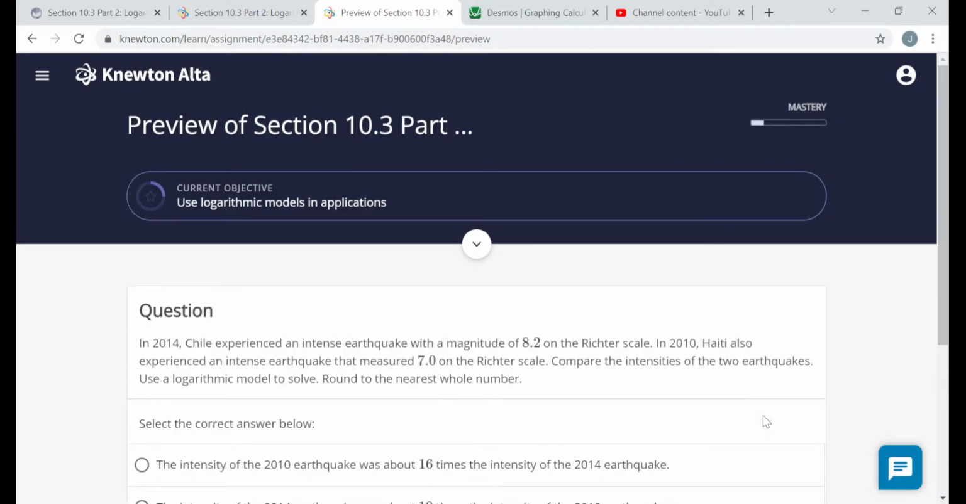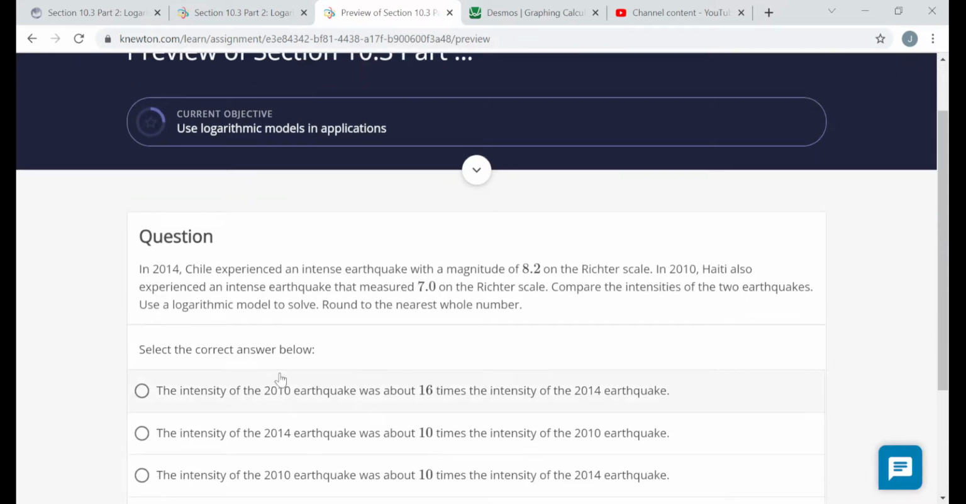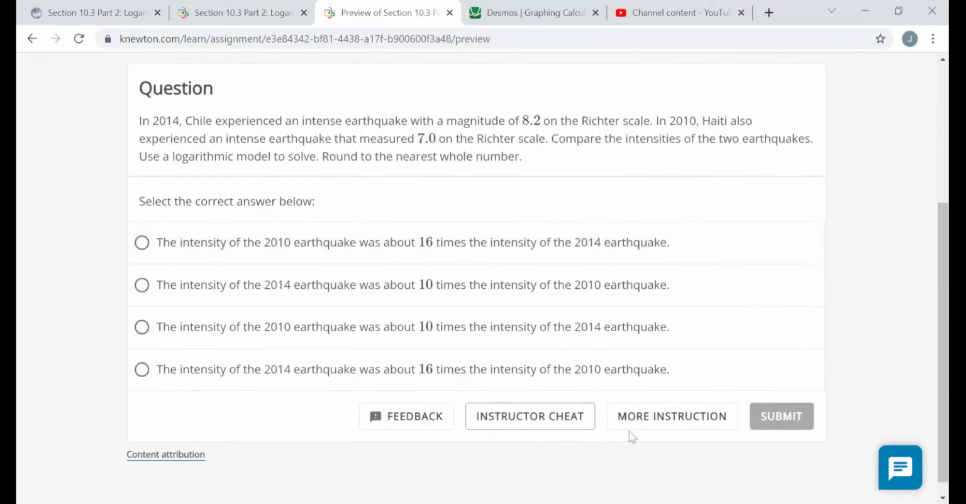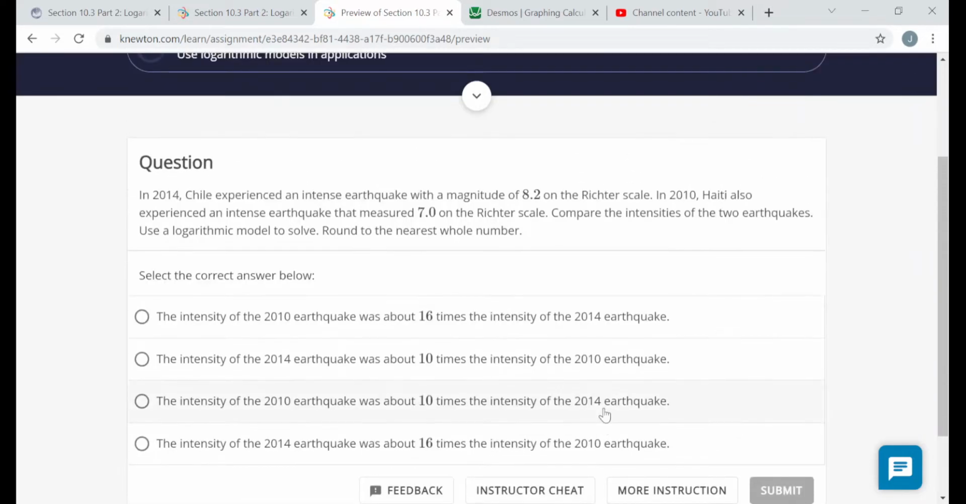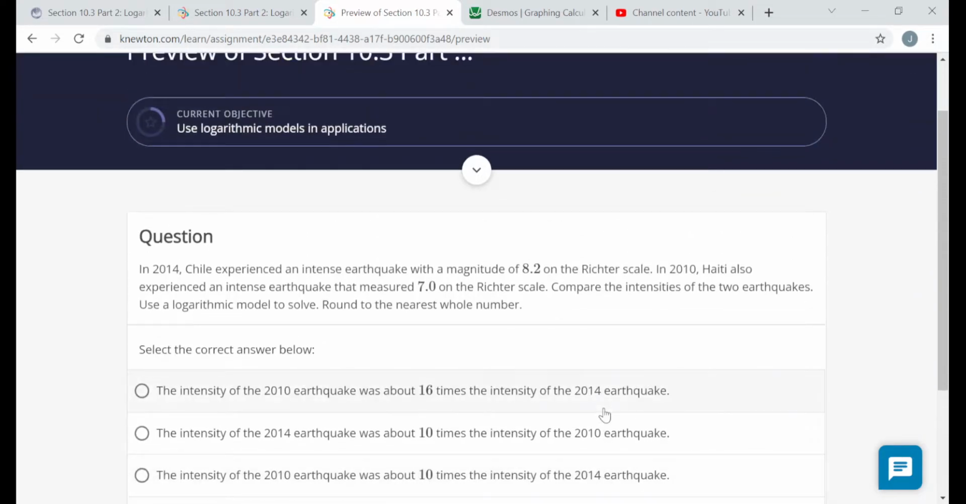All right, so another use logarithmic models in applications problem. So this one's about earthquake magnitude, earthquake intensity. So there's a totally different formula for that, right? Another model, and I have that written out somewhere. I'll bring that up. And again, that should either be in your reading, or you can click on more instruction and see what formulas are necessary for the problems you're working on. I don't expect you to memorize these.